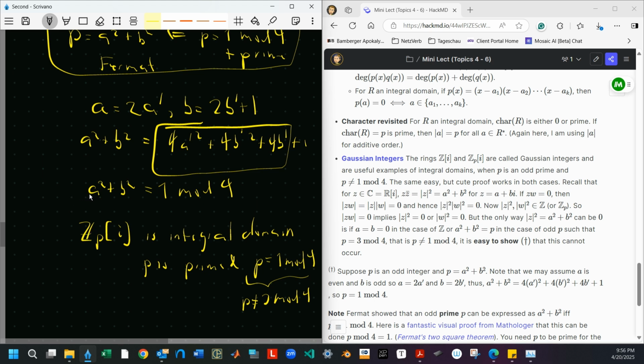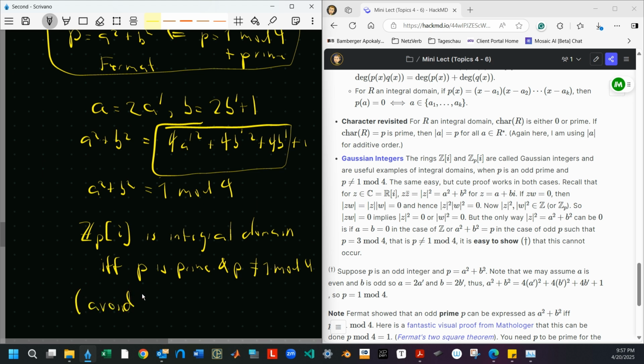Sorry, I'm getting myself a little bit confused. If this holds, then it's not the case that we have an integral domain. So sorry, I need to say this correctly. I need to say this is an integral domain if and only if P is prime and P does not equal 1 mod 4. Because I want this to not happen. I want it to not be the case. So we need to avoid A squared plus B squared equals P. That would be the problem case.